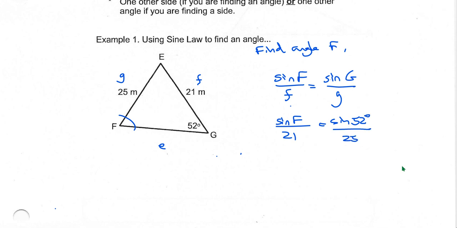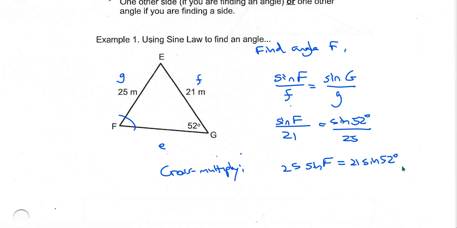When we have a fraction equal to another fraction, that's called a proportion statement. The way we solved it in the past with SOHCAHTOA, we had a 1 in the denominator, and we did cross multiply. So we'll do the same thing here. Let me write cross multiply. 25 sine F equals 21 sine 52.